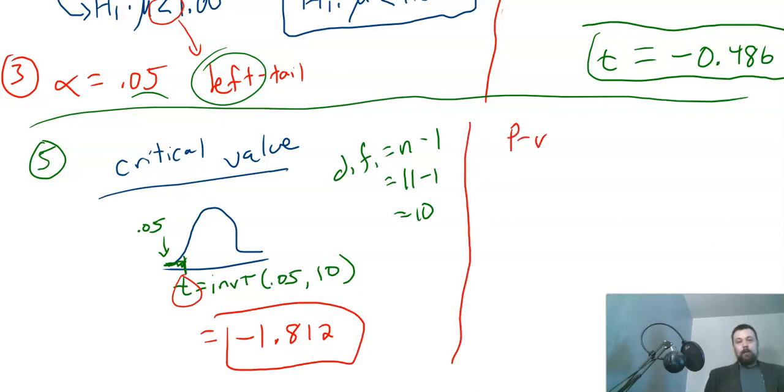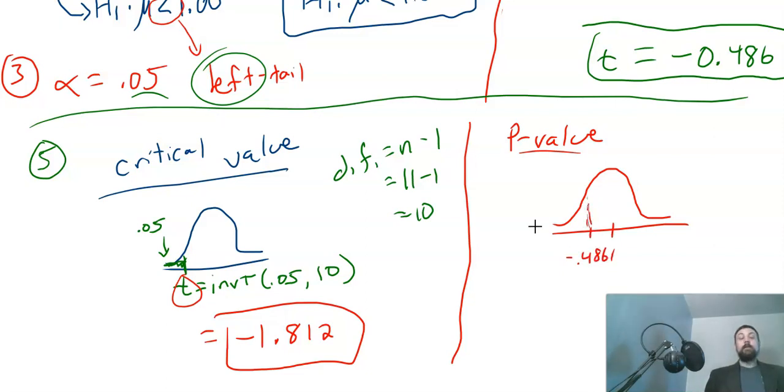The p-value we will find by taking the test statistic. So here's 0. The test statistic is negative, so it'll be to the left of 0. So negative 0.4861. And we want to find the area to the left tail, not because it's closer to the left tail, but because it's a left tail test. So we want to find the area to the left.